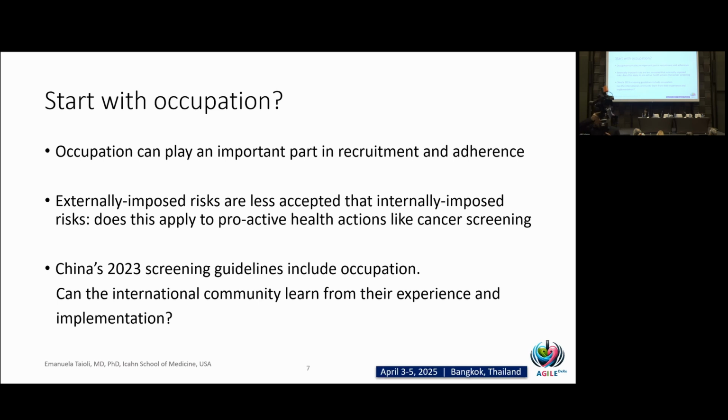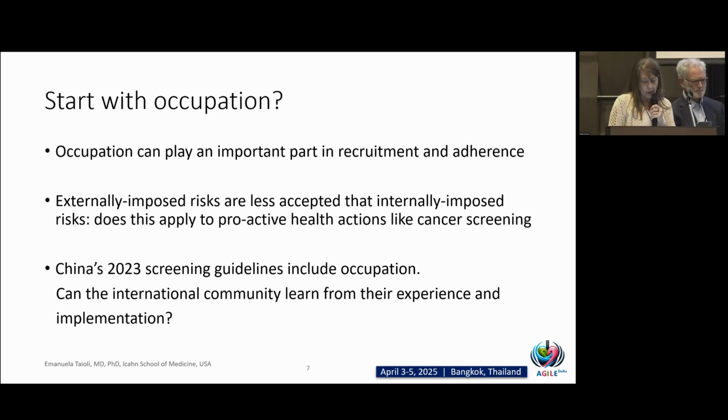We had some thoughts about starting from occupation as one of the risk factors that should be included. And Stephen had some thoughts, because that's a risk that people may consider as a proactive way to take care of your health and take action. And then he found out that China's screening guidelines, in fact, include occupation, so there is already something there. And therefore, we could learn from what the others do.